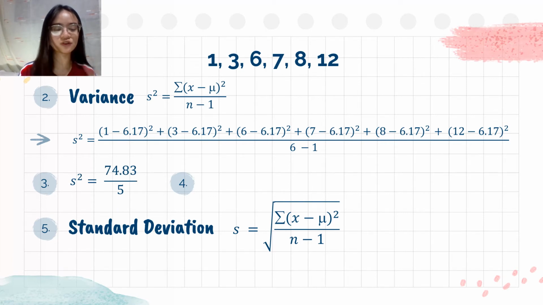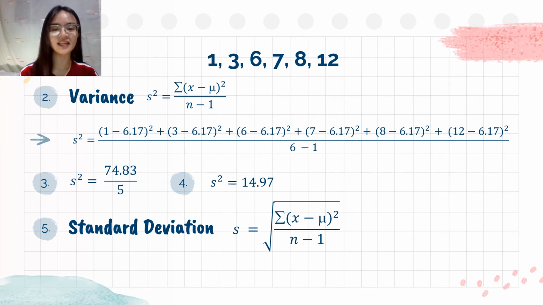Next step is to get the summation of the numerator and the difference of the denominator. So, 74.83 over 5. Ang next step is to get the final answer in getting the variance. So, the variance is 14.97. Next step is to find the standard deviation.